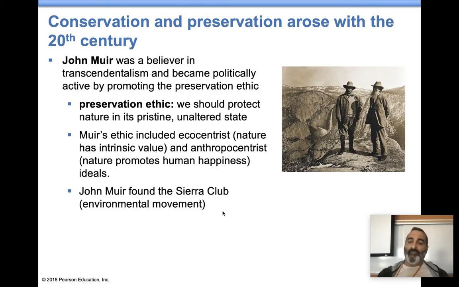John Muir, if you ever hear his name, he is the founder of the Sierra Club. What is the Sierra Club? They're an environmental movement. If you ever see Sierra Club, you're talking about a group that is definitely involved in preserving the environment. And John Muir was one of the people that believed in the preservation ethic. He was an ecocentric, meaning nature has a lot of value. Okay. Anthropocentric, he was also that. And he believed that dealing with humans, that means human happiness, was also part of this preservation.